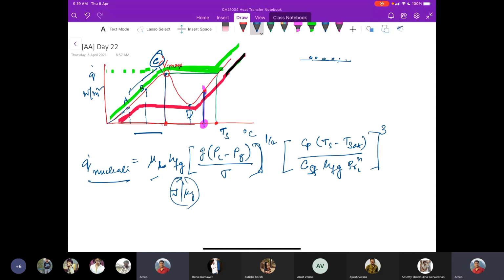G is the gravitational acceleration. Rho L and rho V are the density of liquid and density of vapor. Sigma is the surface tension of the liquid vapor interface. You have a pool of liquid, the liquid vapor interface, you have a surface tension around each and every droplet or bubble. Not droplet, it is bubble basically.